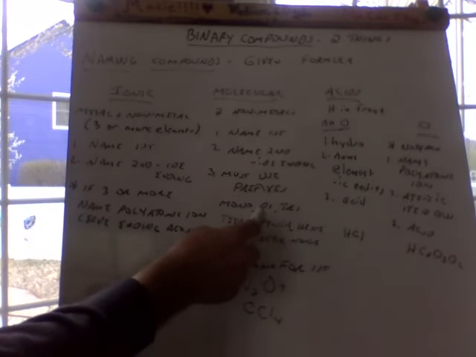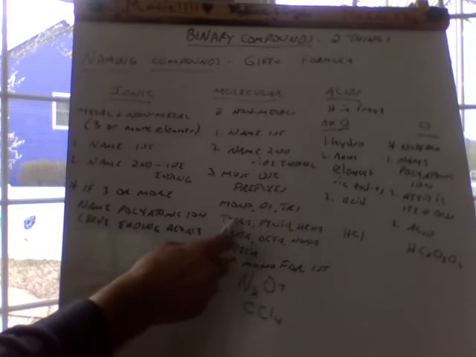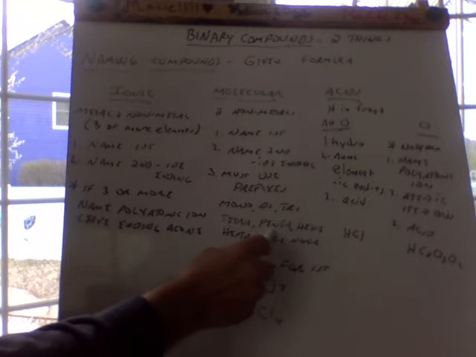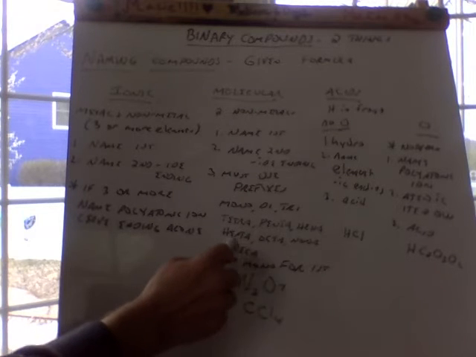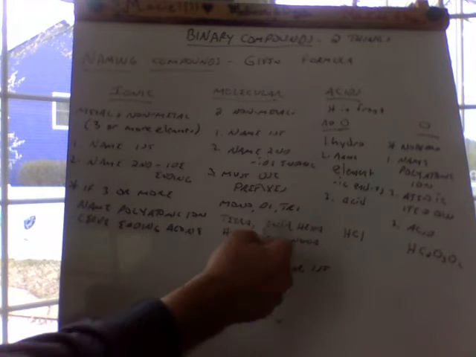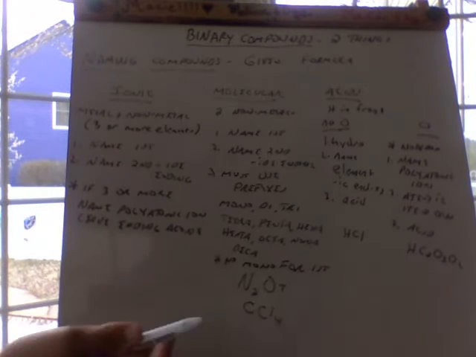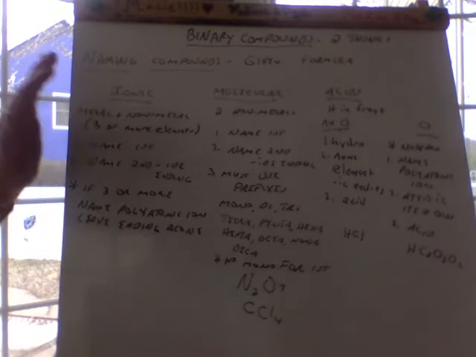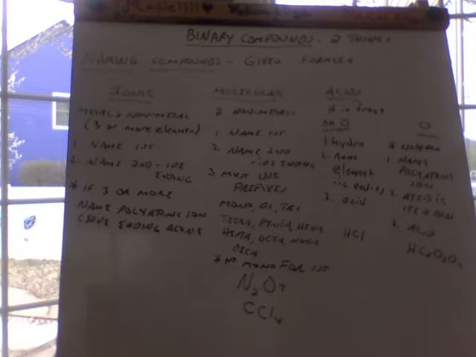Mono for 1, di for 2, tri for 3, tetra for 4. Have you ever played Tetris? It has those 4 pieces. Penta is 5, like pentagon, hexa is 6, hepta is 7, octa is 8, nona is 9, and deca is 10. I know these aren't the easiest to read while I'm going through this, so you can rewind this and play it again to your heart's content. I would definitely have all these rules written down right in front of you.